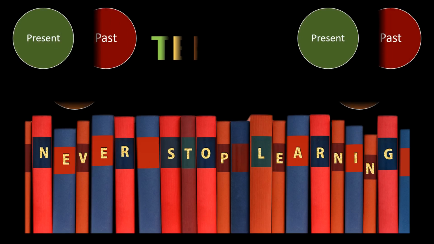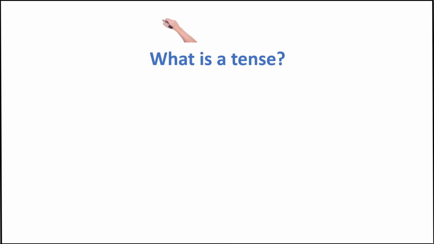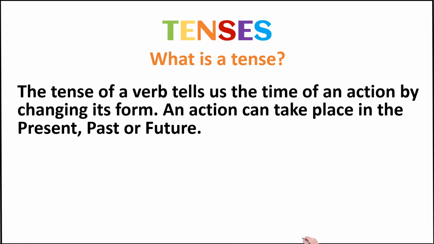Today we will learn about tenses and their different types. What is a tense? The tense of a verb tells us the time of an action by changing its form. An action can take place in the present, past, or future.